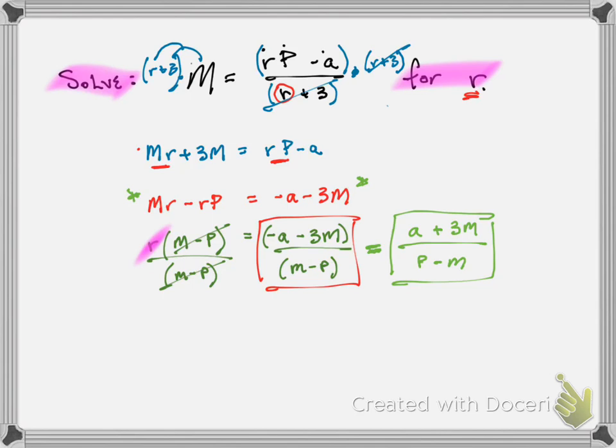Notice the sign of all four of these terms is opposite here, because we factored a negative 1 out of the numerator and the denominator, and of course negative 1 divided by negative 1 reduces to 1. So solution A, solution B. We've solved for r. We've isolated r.